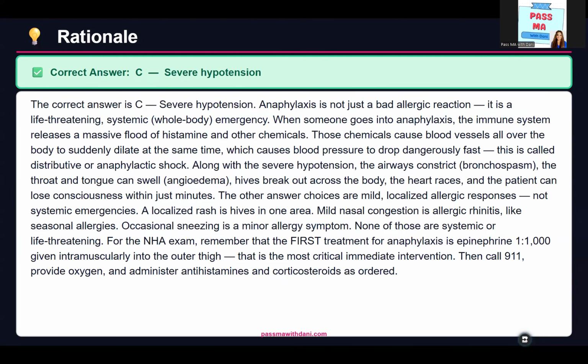When somebody goes into anaphylaxis, the immune system releases a massive flood of histamine and also other chemicals. Now, these chemicals actually cause blood vessels all over the body to suddenly dilate at the same time. This causes blood pressure to drop dangerously fast. On top of severe hypotension, low blood pressure, the airways constrict and the throat and tongue can actually swell. Patients may break out with hives across their body, their heart may race, and the patient can actually lose consciousness within minutes. It is life-threatening.